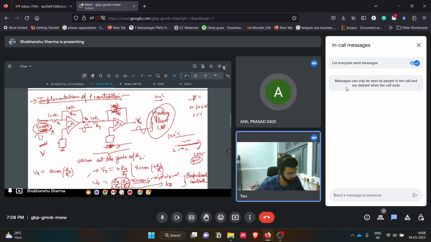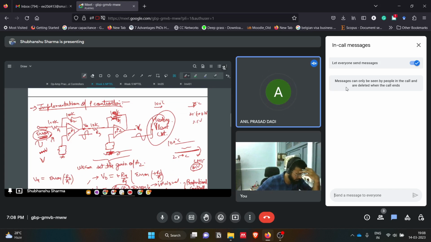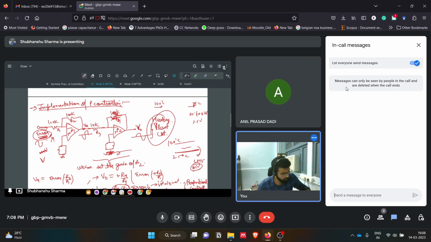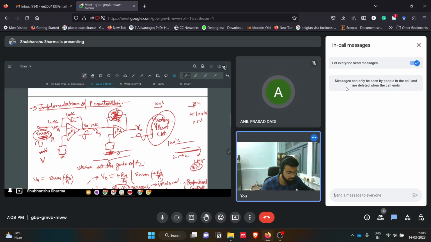So I don't know whether I am able to clear your doubt or not. But yeah, your question is nice. Are we able to design a variable gain possibility, sir? Yes, that we can do. Instead of manually changing this resistor, we can also do it variably.